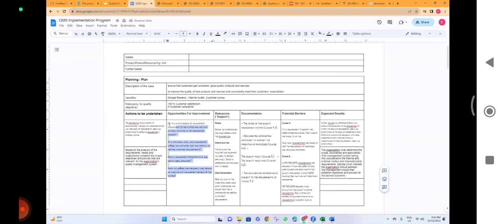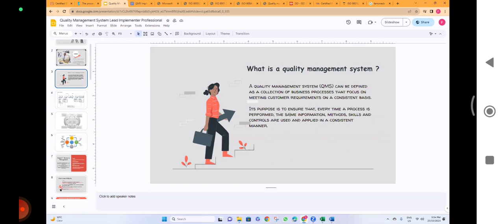You do that by identifying opportunities for improvement, providing resources, communicating with the documented information, and also making sure that this documented information is what is retained as evidence. Okay, these are the common pitfalls that you have to avoid, and that is what you need. The idea is to be at this point. These now expected results, these are features of a quality management system that ensures that the same information, methods, and skills and controls they applied in a constant manner. That is the idea behind quality management system implementing.